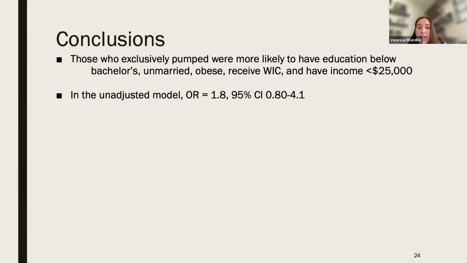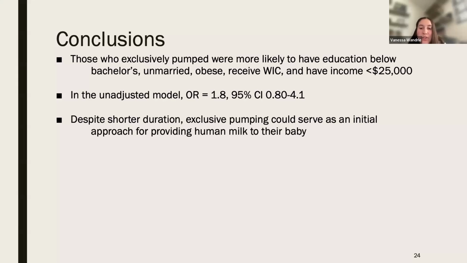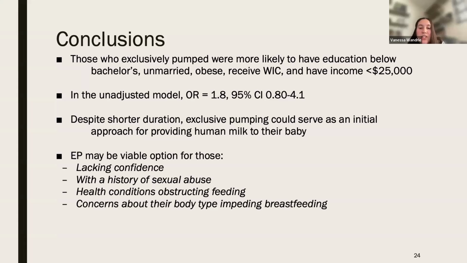In the unadjusted model, there was a weak, non-significant association between obesity and a higher odds of exclusive pumping compared to those using other human milk feeding methods. Despite a shorter duration, exclusive pumping could serve as an initial approach for providing human milk to a baby with the possibility of transitioning to alternative feeding methods later on. For individuals lacking confidence, with a history of sexual abuse, with health conditions obstructing feeding, or those with concerns about their body type impeding breastfeeding, exclusive pumping may emerge as a viable option.